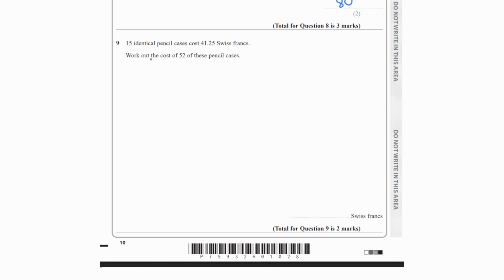Question 9. 15 identical pencil cases cost 41.25 Swiss francs. Work out the cost of 52 of these pencil cases. So we know that 15 of them cost 41.25. Let's work out the cost of one. To do that, we're going to divide by 15. So we want to divide the cost that we have here by 15. 41.25 divided by 15 gives you an answer of 2.75 Swiss francs for one.